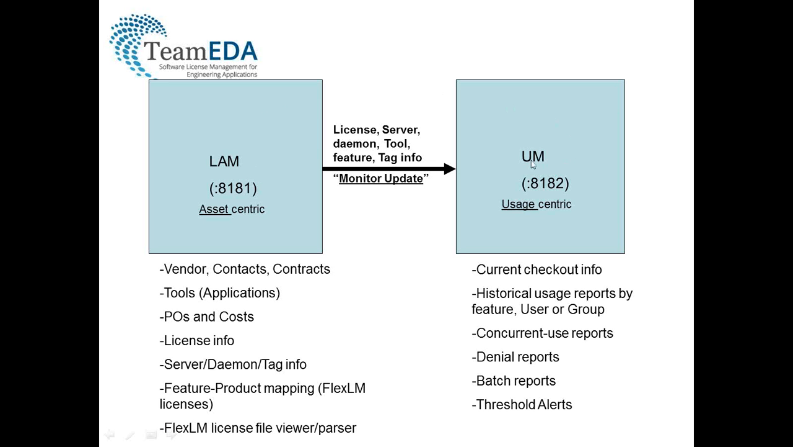Then you transfer that information, the license server, ported host, tool, feature tag information to UM through a monitor update button over on the home page. I'll show you that in a minute. On the UM side of the tool, which is accessible through port 8182, we can look at current checkout status for any tool or tag or feature. History, again, there's a million ways of looking at history, concurrent use reports, denial reports, batch reports, threshold alerts, all that's done on the UM side of the tool.